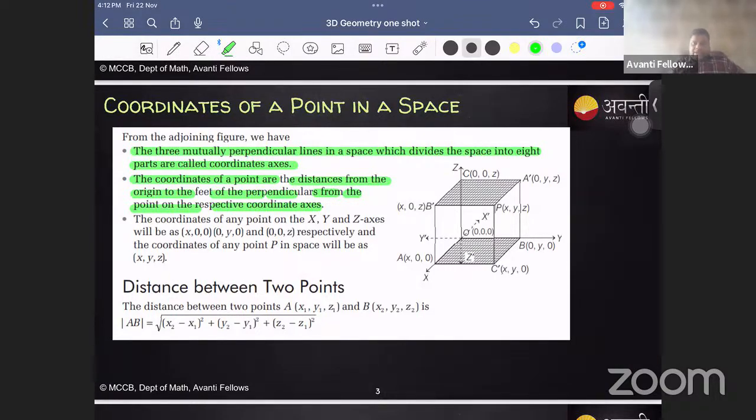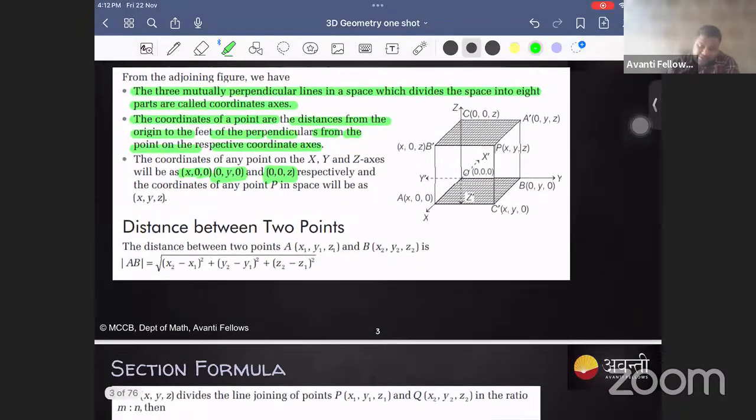Now, any point on the x-axis will have y and z coordinate 0. Any point on the y-axis will have x and z coordinate 0. And any point on the z-axis will have x and y coordinate 0. Got it? Now, distance between 2 points.